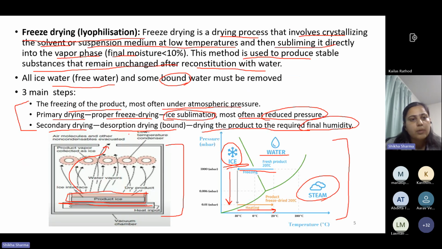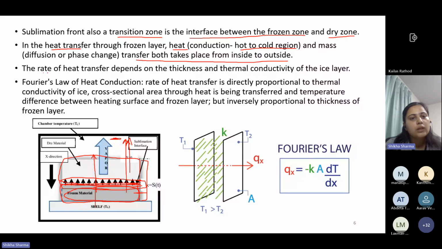About the third statement, we know that the rate of heat transfer follows Fourier's law of heat conduction, where the rate of heat transfer is directly proportional to the thermal conductivity of the ice, the cross-sectional area A through which heat is being transferred, and the temperature difference dT, the temperature gradient between the heating surface and the frozen layer, and inversely proportional to the thickness of the frozen layer.